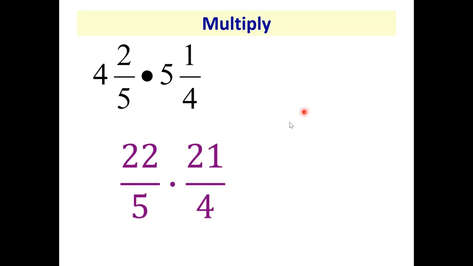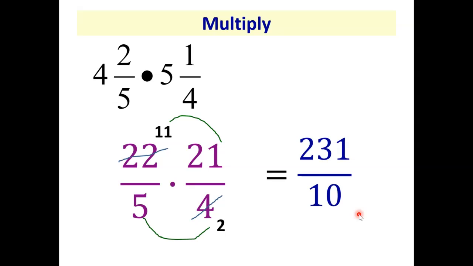Okay, now we have to think, what can I reduce? 21 and 4, no. 22 and 5, no. 5 and 21, no, and 22 and 4. These two can be reduced. 4 doesn't go directly into 22, but I can still divide both of them by 2. Let's go ahead and divide both 22 and 4 by 2. 4 divided by 2 will be 2. 22 divided by 2 will be 11. I guess that's all we can do, so now we're going to multiply across. 11 times 21 and 5 times 2 should give you 231 over 10.